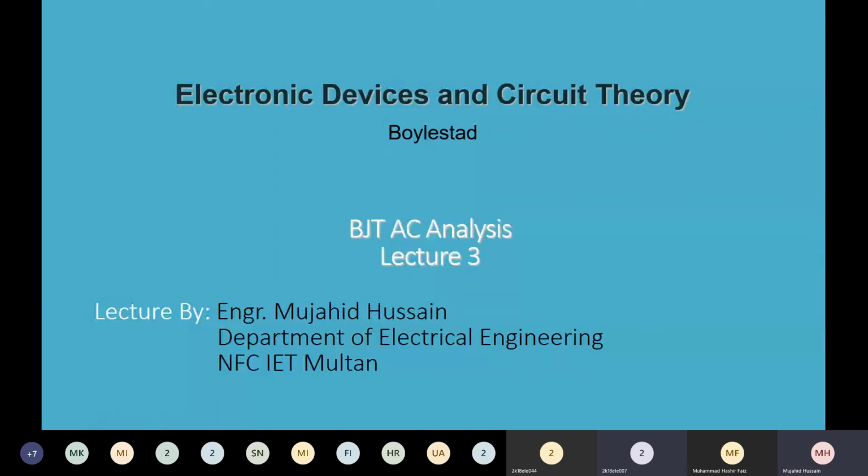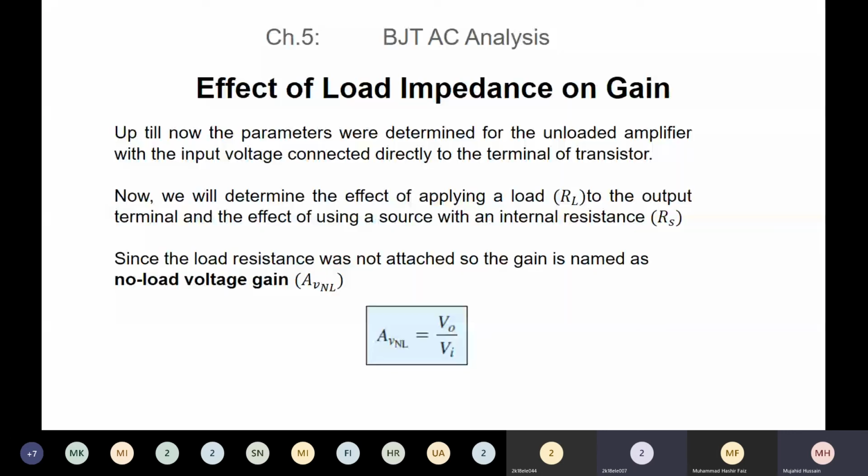Okay, the course is Electronic Devices and Circuit Theory. I am Mujhaid Hussain. Now we were studying about the BJT analysis. This is lecture number 3. So today we have to discuss the effect of load impedance on gain.